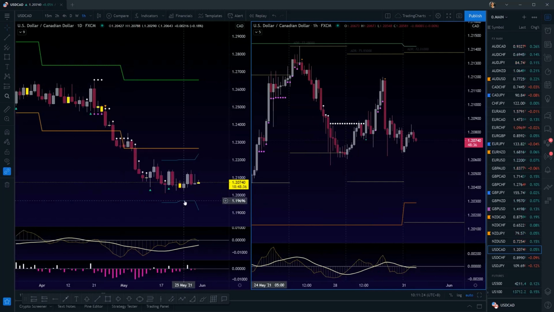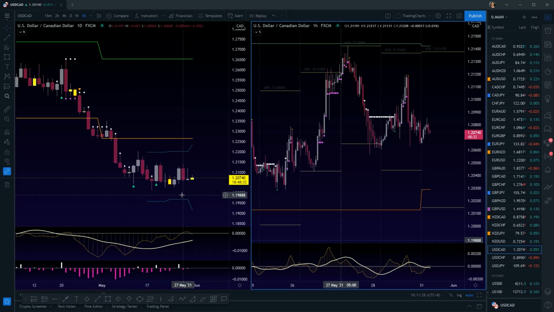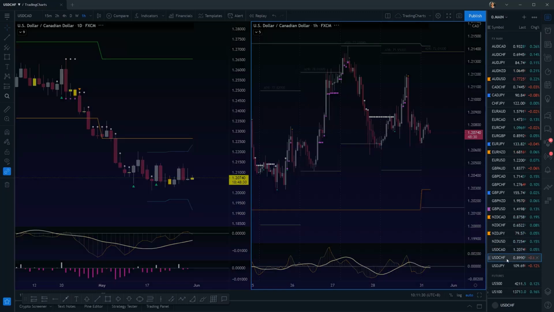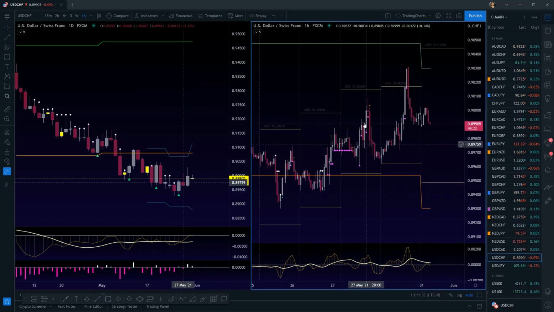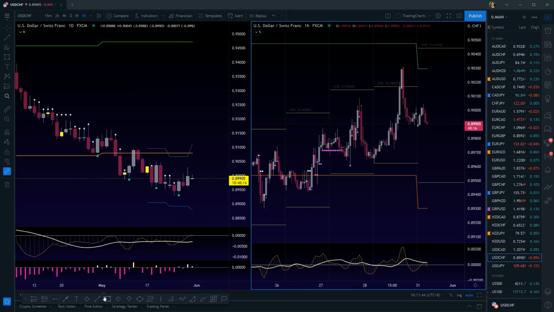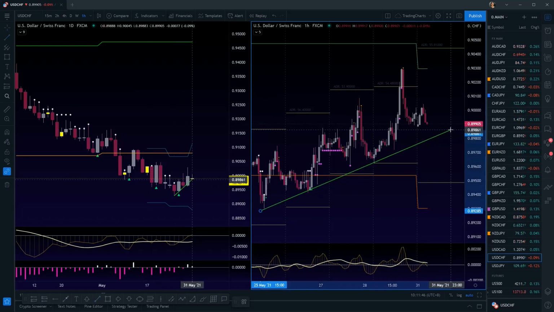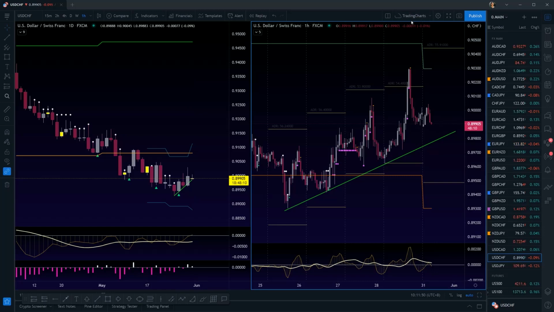US dollar Canadian, no directional bias, no edge, no trade. US dollar Swiss, grinding up a bit, but pullbacks are fairly deep. Still making higher lows, right? So no to downside, not really upside.